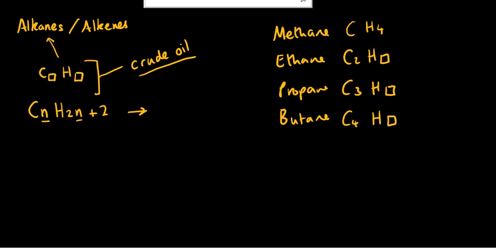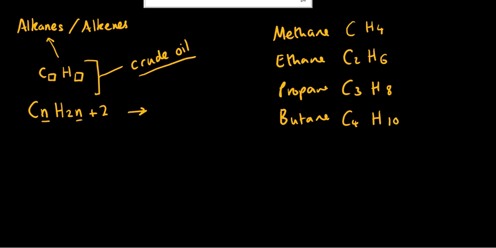If you just quickly pause the video and work out how many hydrogens there would be in each of those. Okay, so if you've done that, 2 times 2 is 4, plus 2 is 6. 2 times 3 is 6, plus 2 is 8. And 4 times 2 is 8, plus 2 is 10.